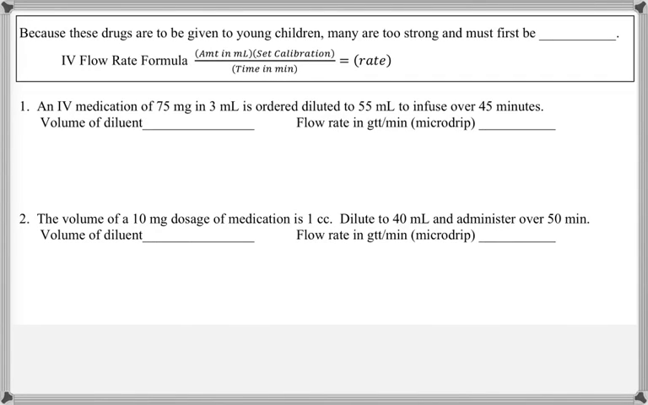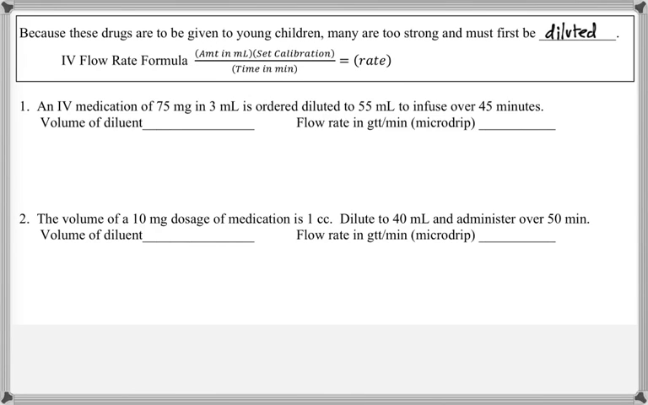This chapter is on pediatric IVs. Now, because these drugs are to be given to young children, many are too strong and must first be diluted. And you'll also see the flow rate formula here because on some of the questions we have to use this formula. So let's look at number 1.